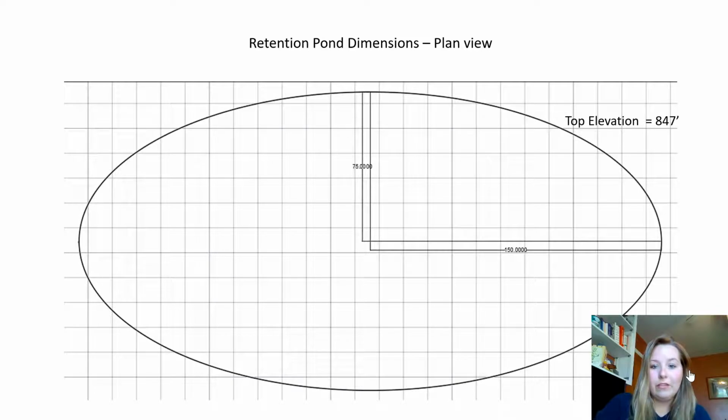Here is the plan view of the retention pond with the dimensions calculated from the previous slide. As mentioned, A is 150 feet and B is 75 feet. The top elevation of the pond is going to be 847 feet, and it'll be 5.5 foot deep. For safety reasons, the sides of the pond will be gradually sloped, and it will be the deepest point in the middle of the pond.